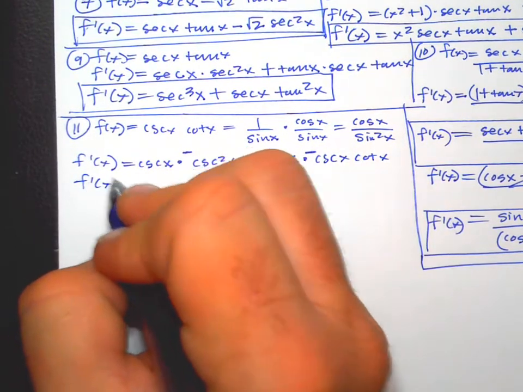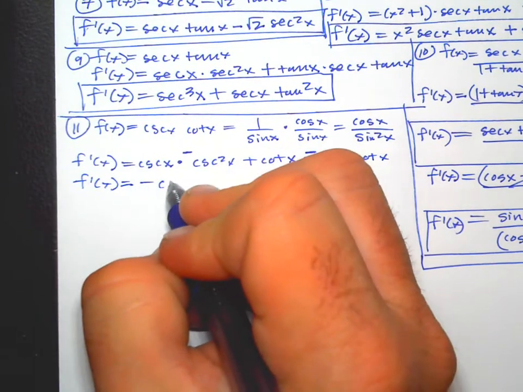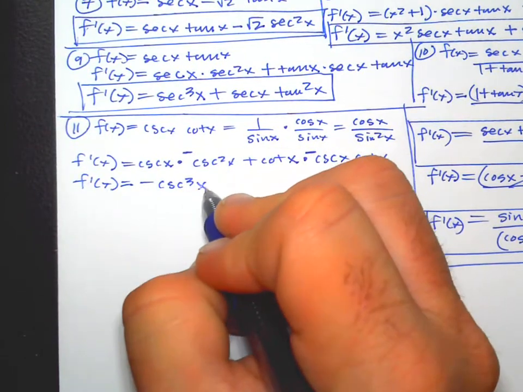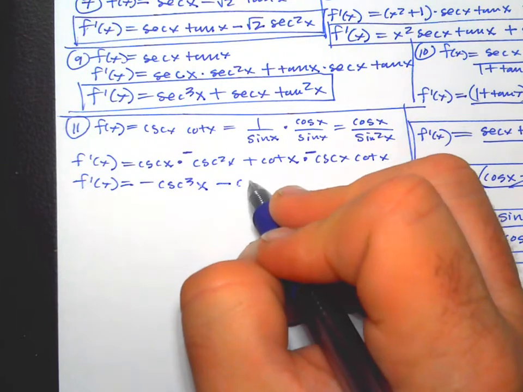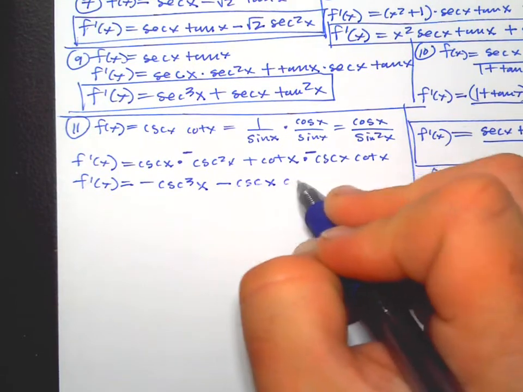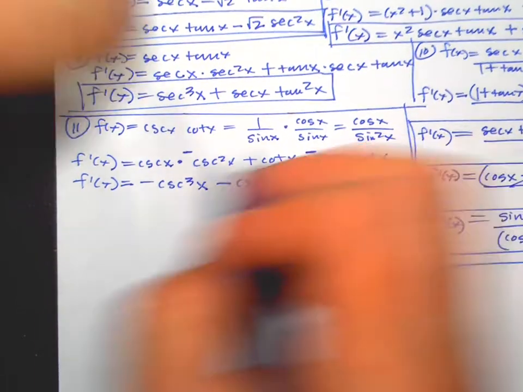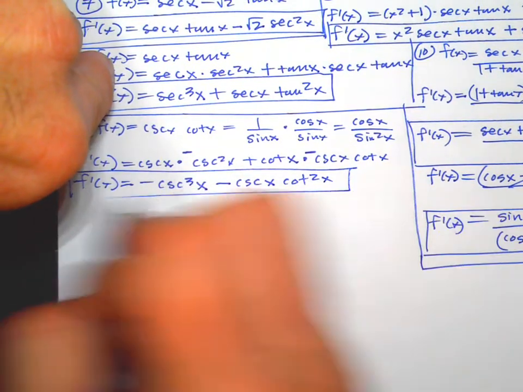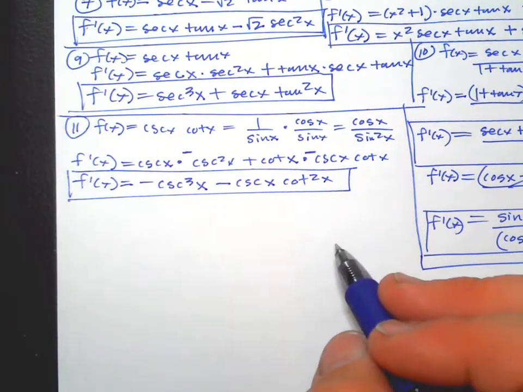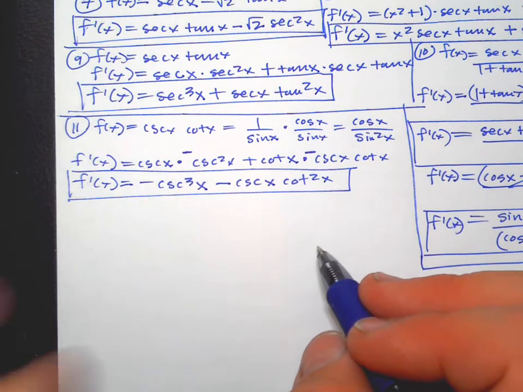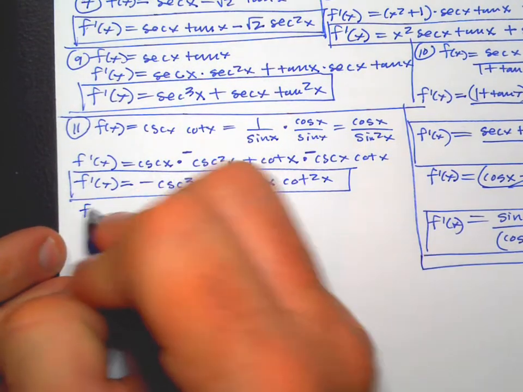So negative cosecant cubed minus cosecant cotangent squared. So, I mean, that could be an answer. Otherwise, you could do it the other way. I'll just show it for fun.